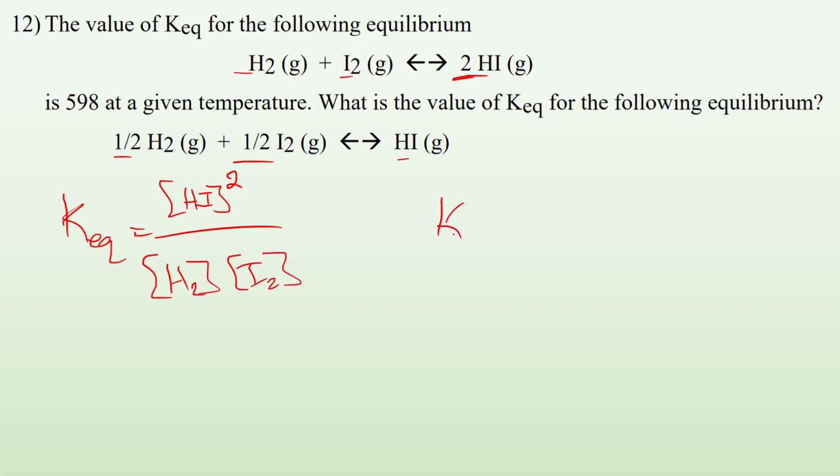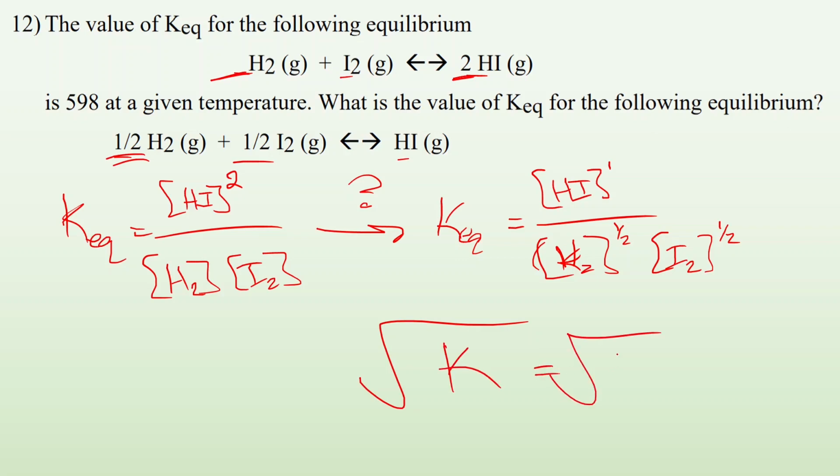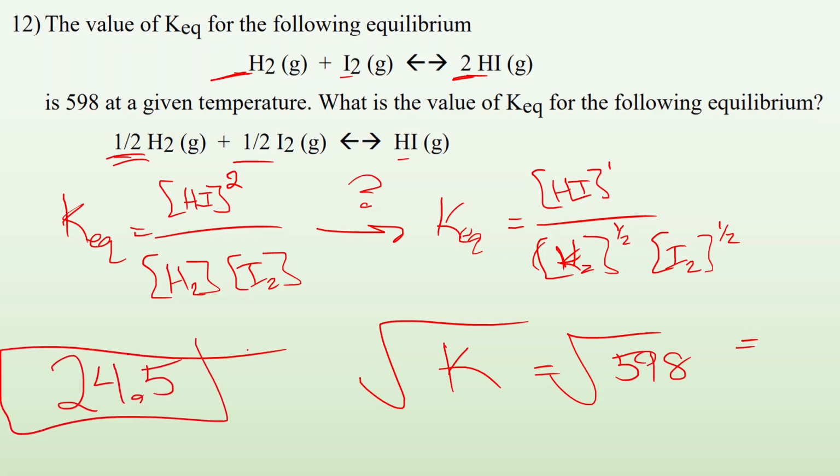And then, hey, what about this new one? Well, it would be HI to just the 1 power all over H2 to the 1/2 times I2 to the 1/2 power. So how do we go from this to that? Well, easy. If we cut the coefficients in half, then we're taking the square root of K. So what's the square root of 598? 24.5. So that would be the value for that KEQ.